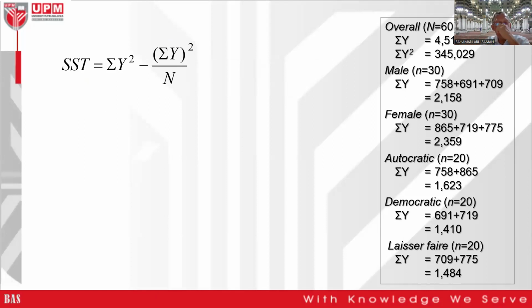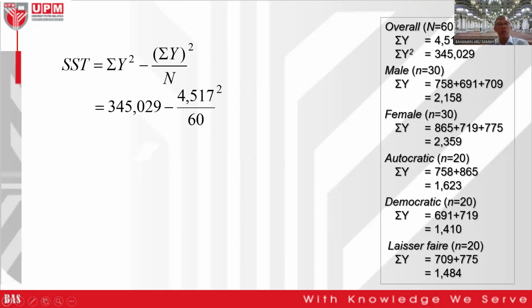I mean, the formula is just simply summation y square minus summation y bracket square divided by n. So what is summation y square? Summation y square is 345,029, and then summation y is 4,517. So we just plug in the value, 345,029 minus 4,517 square divided by total sample size 60.